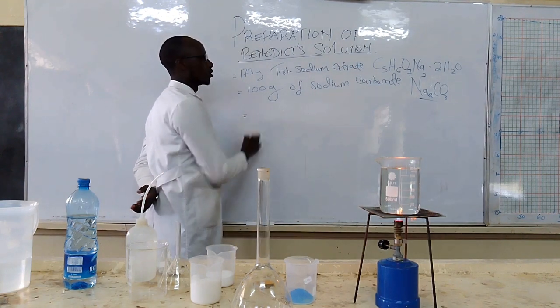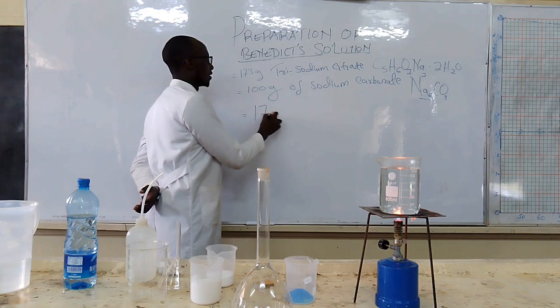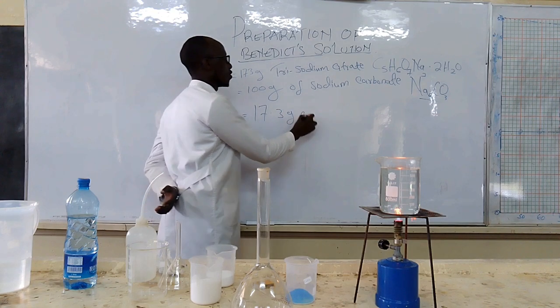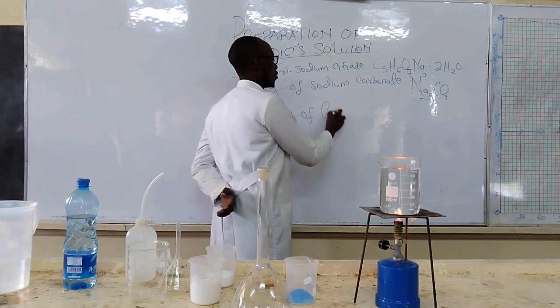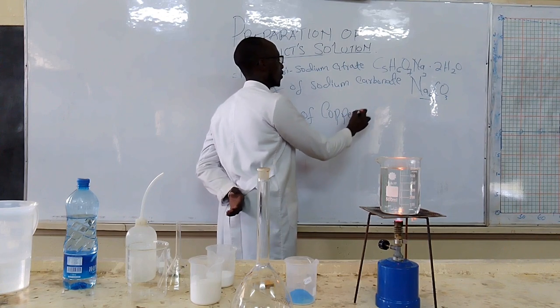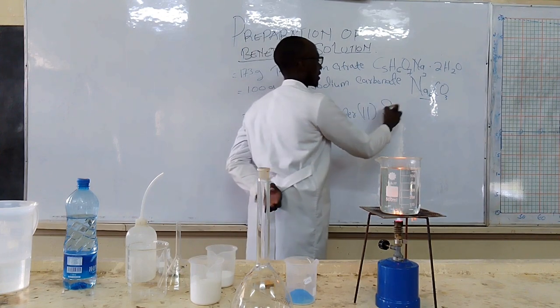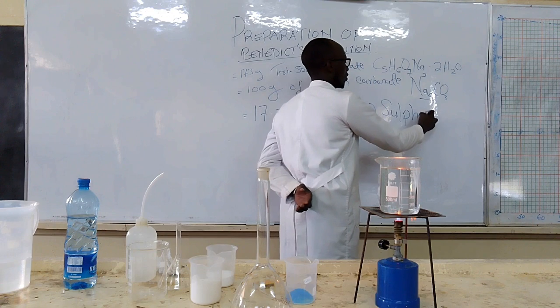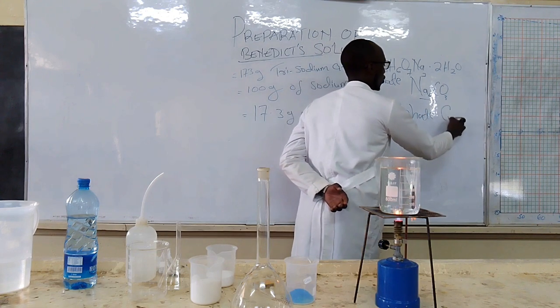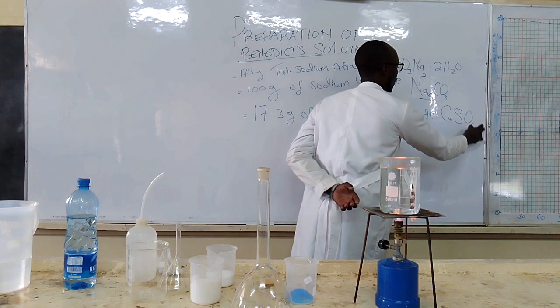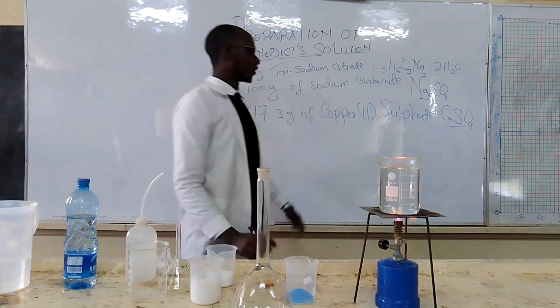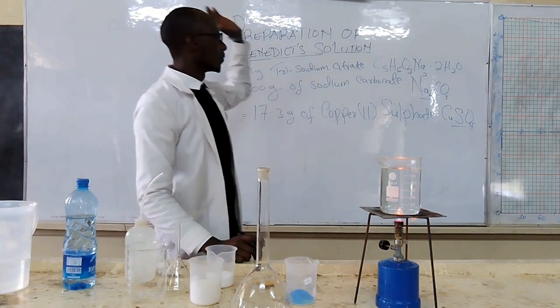And then we are also going to use 17.3 grams of copper 2 sulfate. This is copper 2 sulfate. These are the requirements that we need.